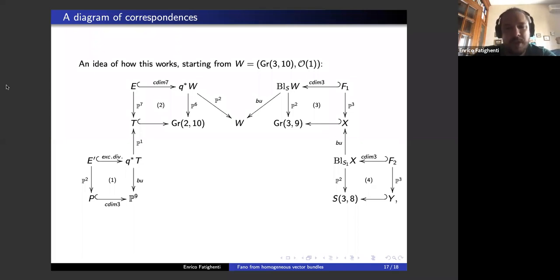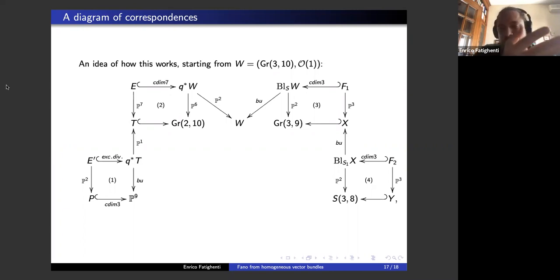So first of all, what you do is you go from W to what is Q star W? Well, you should imagine that above Grassmannian (3,10), you do have the flag variety (2,3,10), the flag varieties of 2-spaces containing 3-spaces containing V10. So you can pull back this W, and in fact, this is a P2 bundle.